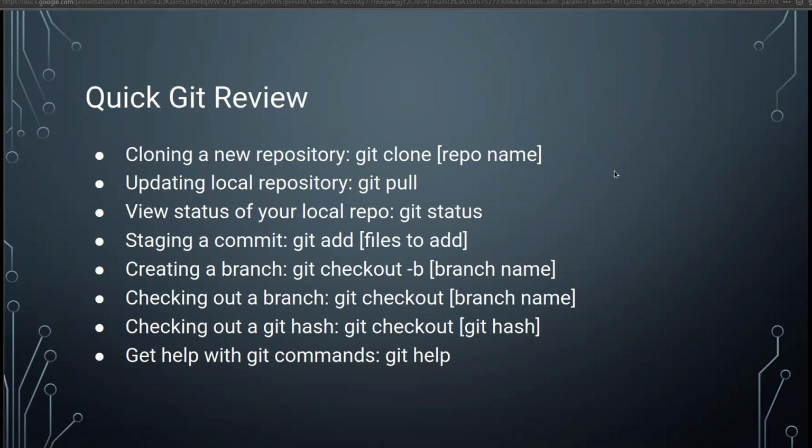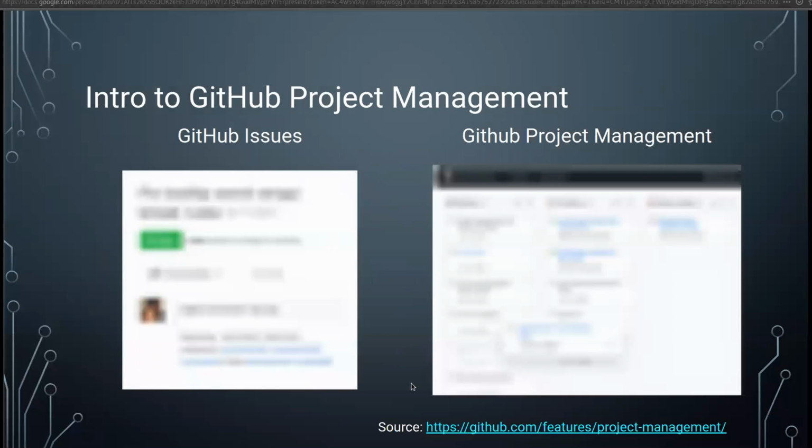So to clone a new repository, you git clone, updating your local repository, obviously git pull. Some of the more specific ones would be like creating a branch, checking out a branch, and checking out a Git hash. All of those are just git checkout, as you can see right here. And obviously, if you need help with something in terms of commands, you can just do git help, and it'll give you a little help with the command that you're looking for.